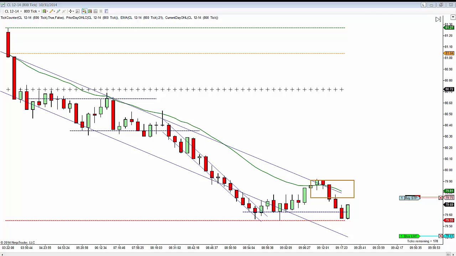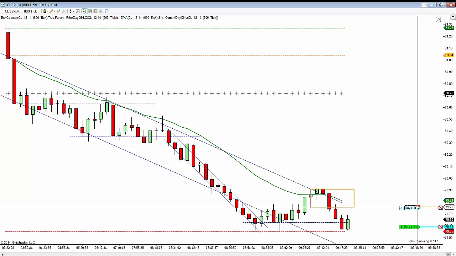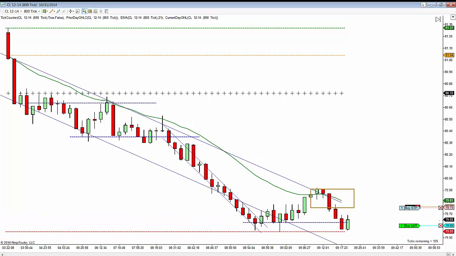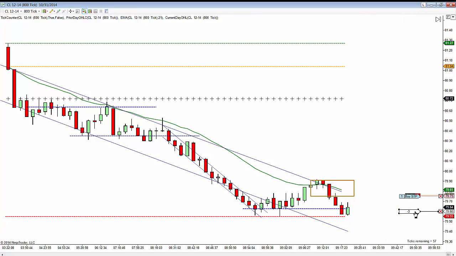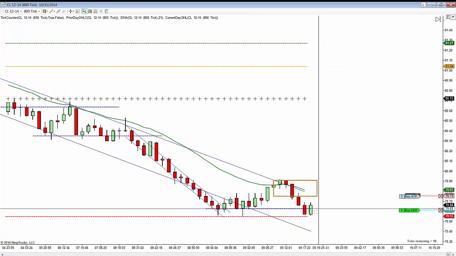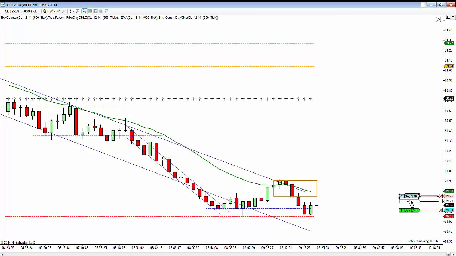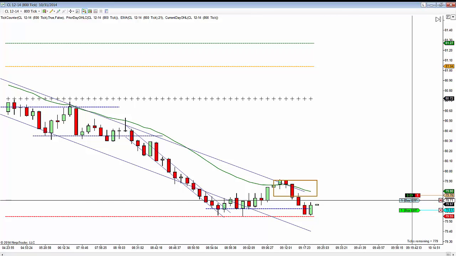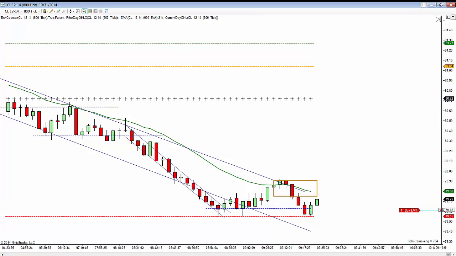So I tightened the stop a little bit because I didn't think that we were going to get down there. I didn't think it was going to continue on. And in fact, I was hoping that it would maybe retest this bottom again, but it didn't. I just tightened the stop by a few ticks, and so it came back and it took me out.